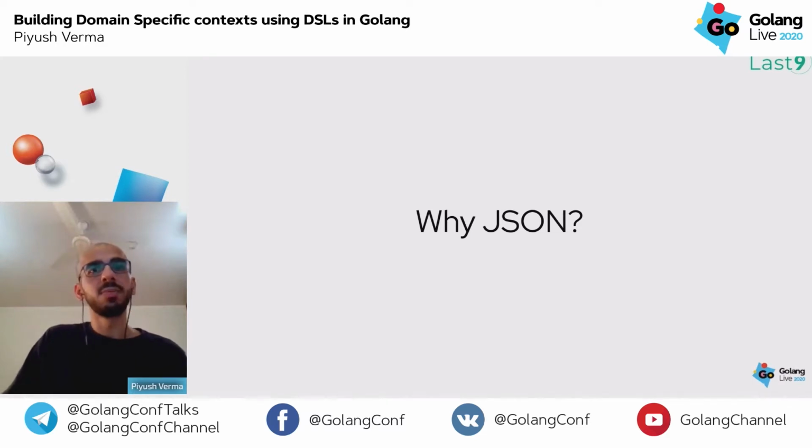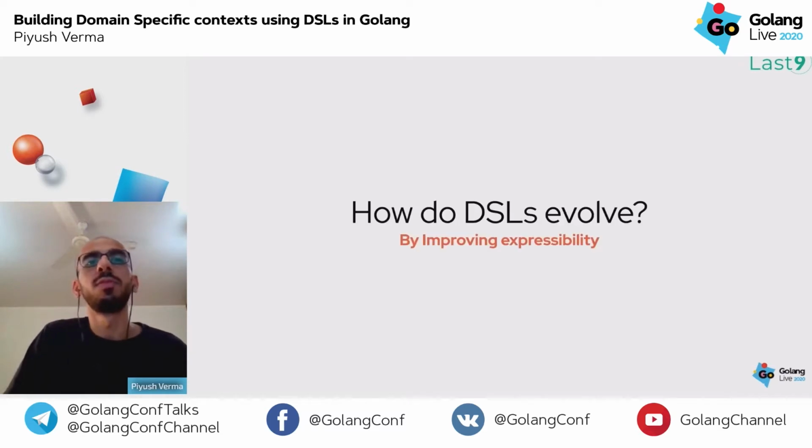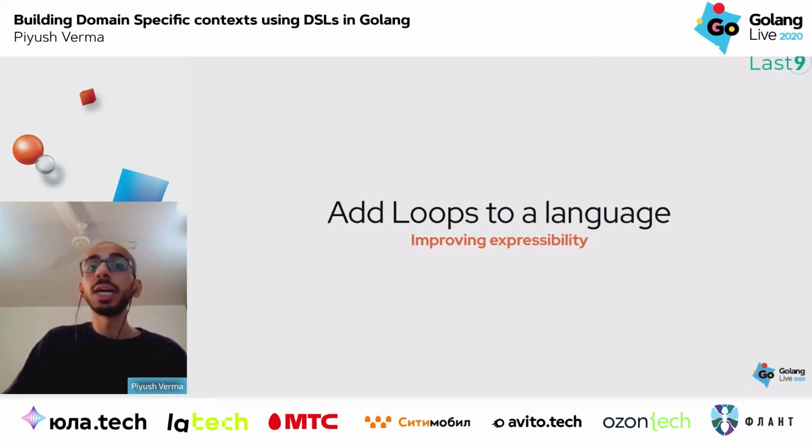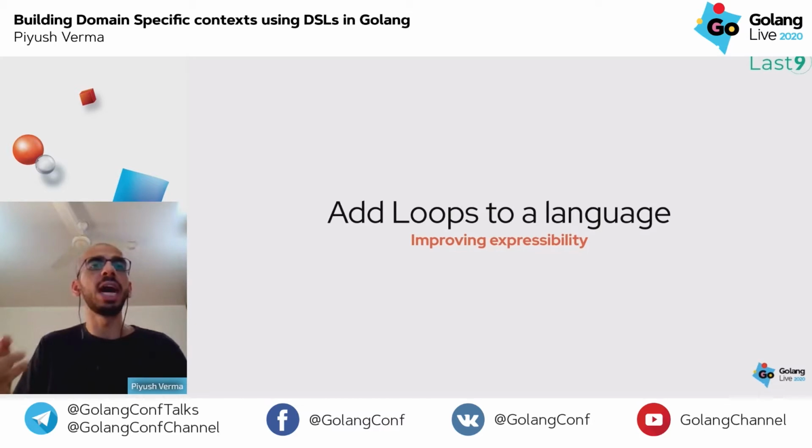But did this DSL exist on day one? As we said, languages evolve, DSLs also evolve. And DSLs evolve again by the same goal of improving expressibility. The first thing that we think of, if you recollect, what we didn't have there is any ability to add loops. So our DSL should also have the ability to add loops, because not having loops is one of the biggest limitations that people saw, that look, this is highly inexpressible because I cannot run an iteration over a similar looking pattern.